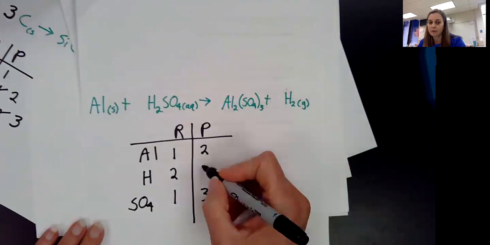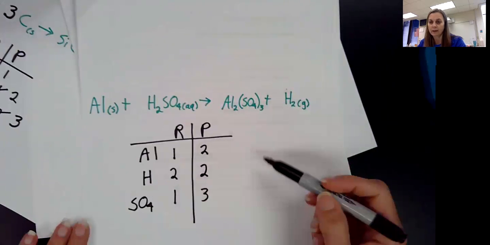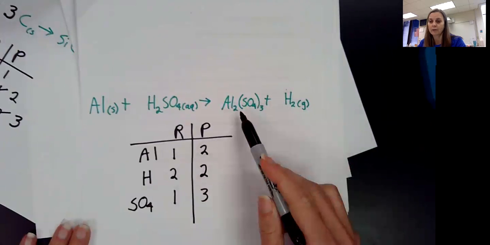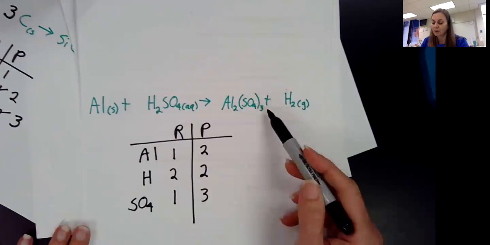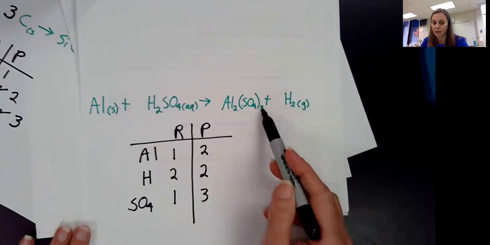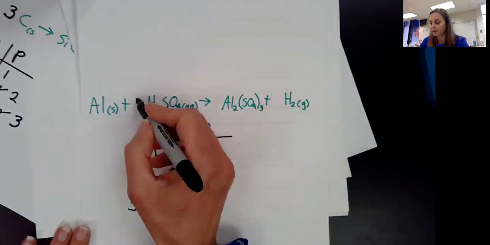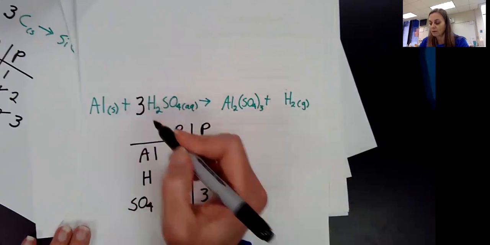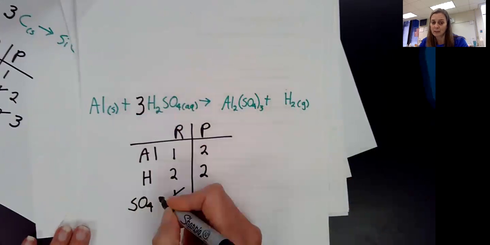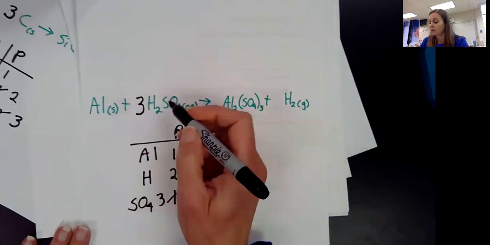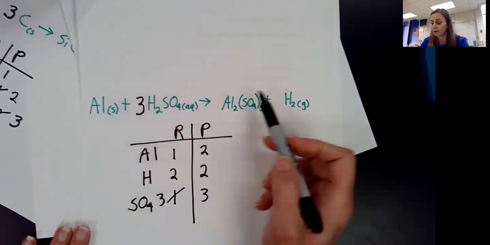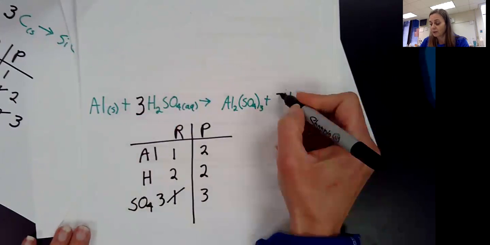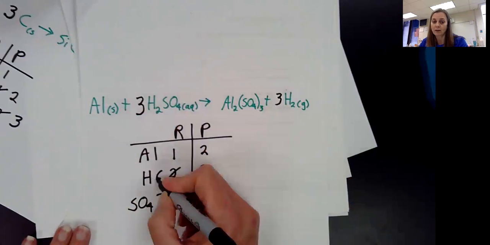So I'm going to address the sulfate. I always start with the most complicated compound when I'm trying to balance chemical equations. This is the most complicated one. So I'm going to balance my sulfate. So I'm going to come over on this side and I'm going to put a 3 in front of the sulfuric acid. That now gives me 3 sulfate ions, but it also gives me 6 hydrogen. So I'm going to fix the 6 hydrogen by coming over here and putting a 3 in front of the hydrogen. That now gives me 6 hydrogens on both sides.